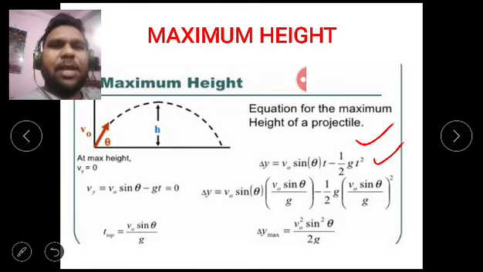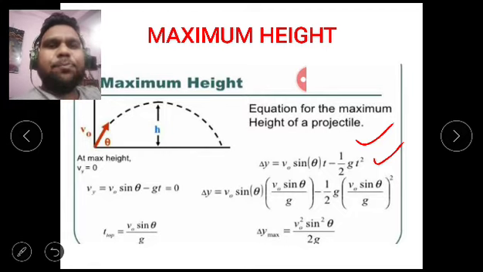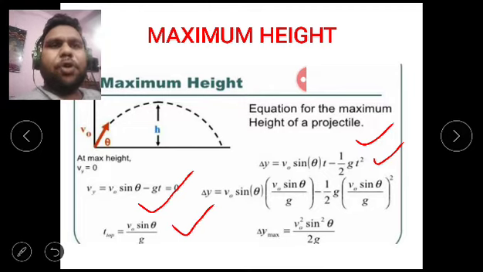Now we will put the value of t in delta y. How will you get the value of t? At the highest point, we know that the vertical component of velocity will be equal to 0. The vertical component of velocity is given by vy is equal to Vo sin theta minus gt. It will be equal to 0. So you will get the value of t from this formula. You will get t is equal to Vo sin theta upon g.